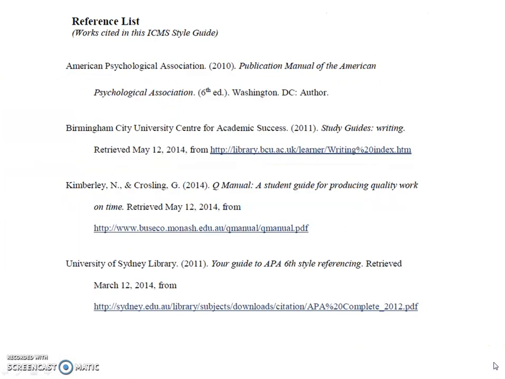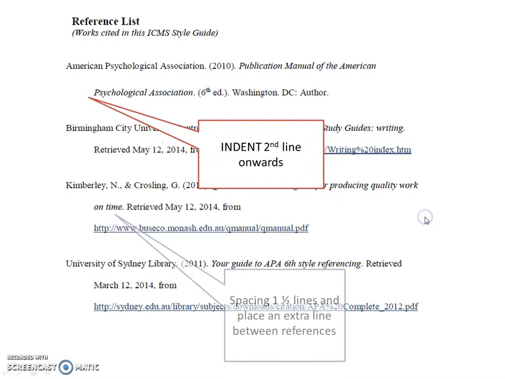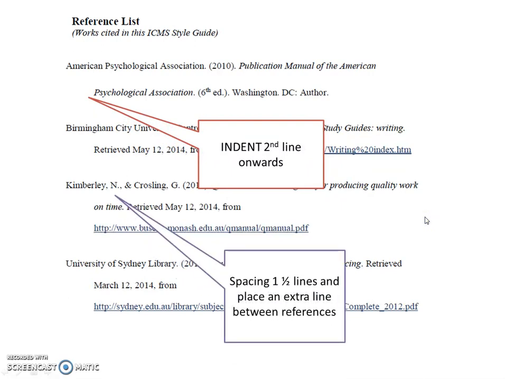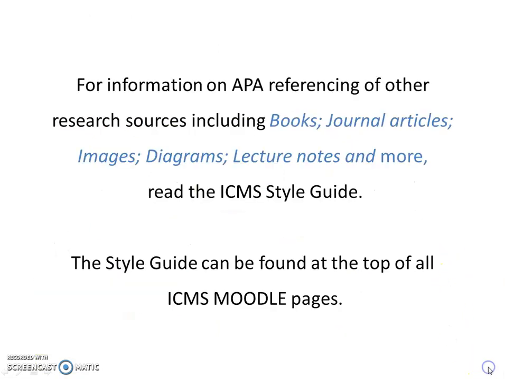This is how a reference list should look. So we have 3 things I want to talk about in the formatting. The first is that we indent the second line onwards. Secondly, spacing is 1.5 lines, and place an extra line between the references. This makes them easier to read. And finally, list your references in alphabetical order.